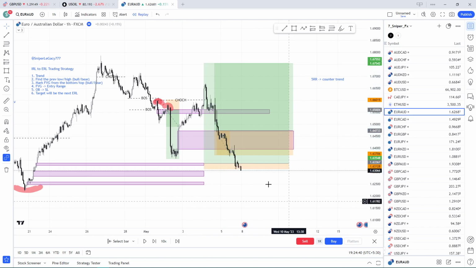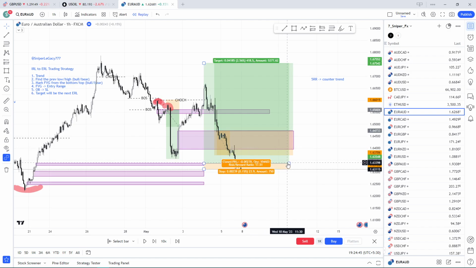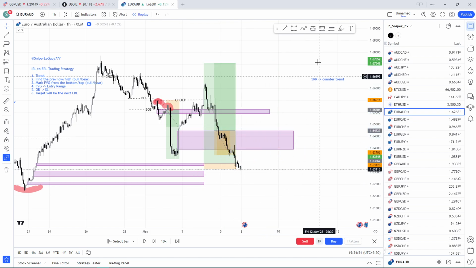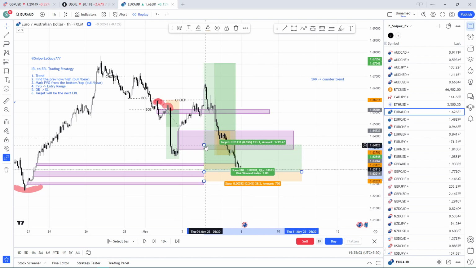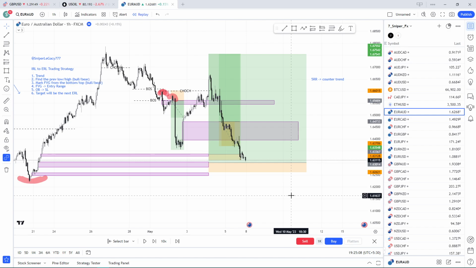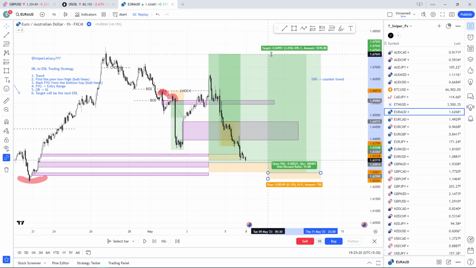We have a SL. The second one is also SL. So now I will just move down to my other FVG. I'm going to keep SL below my OB and target the ERL. I have 11 RR, guys, 11 RR. Since we are very close, I'm also targeting the next FVG, and I'm going to target the ERL.